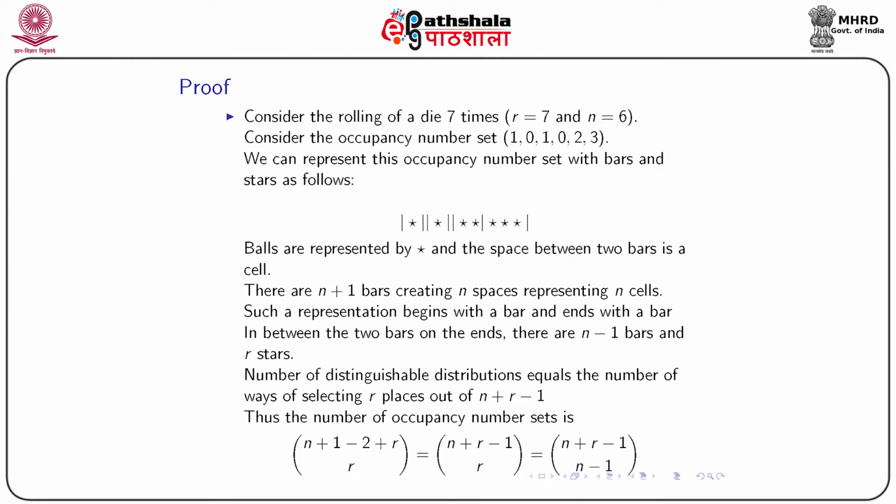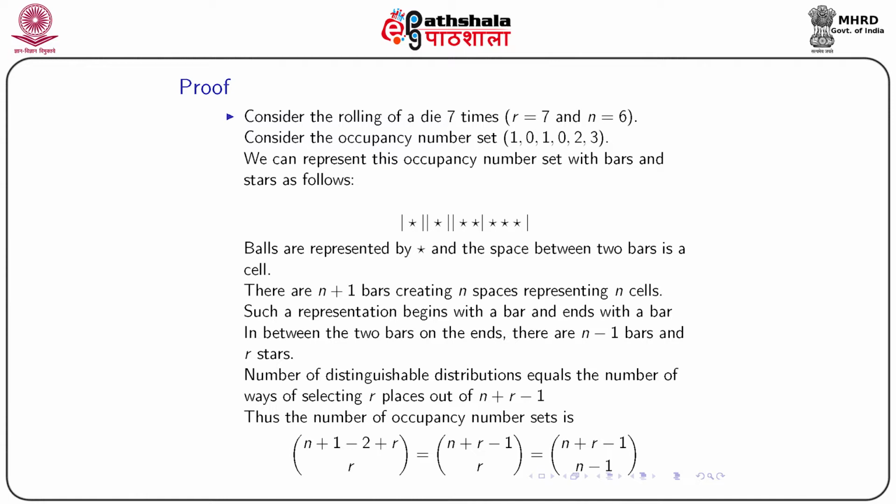Now consider the balls. The balls are represented by stars and the space between 2 bars is a cell. The occupancy number set we are considering is 1, 0, 1, 0, 2, 3. That means in the first cell there will be one element, in the second cell there will be none, in the third cell once again we will have one ball, in the fourth we don't have any, in the fifth we will have 2 balls, and in the last cell we have 3 balls. So this is the setup corresponding to the occupancy number set 1, 0, 1, 0, 2, 3.